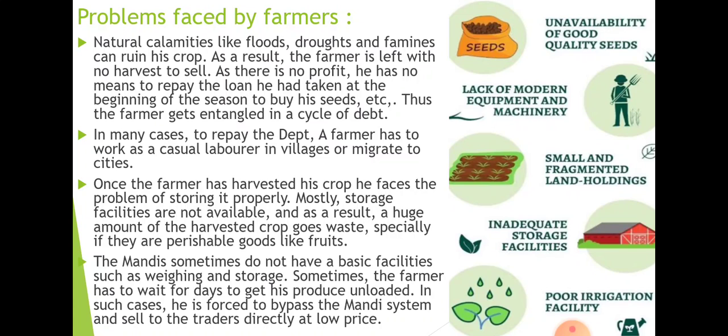Because of that, if there is no product, he has no money, he has no profit. So how will he repay the loan he took from the money lender? In that case, they go into the cycle of debt. Means they are not able to repay their loan, and because of that they have to take a loan once again. And if the procedure is the same, they will go into debt. So this creates a problem for the farmers.